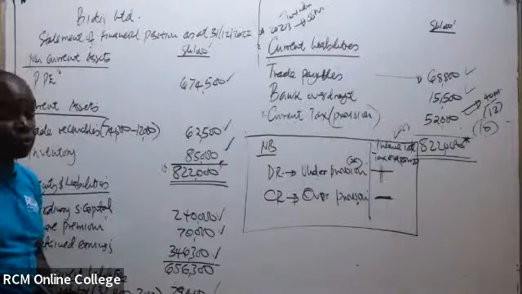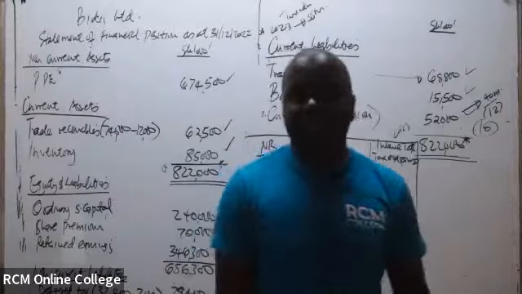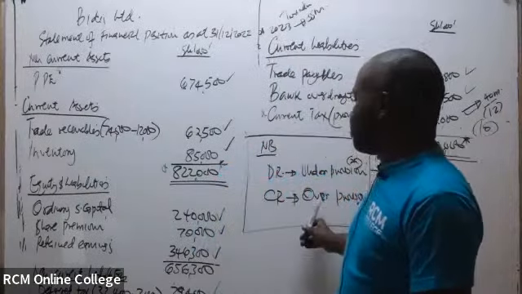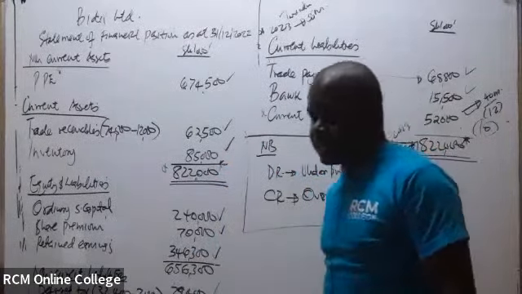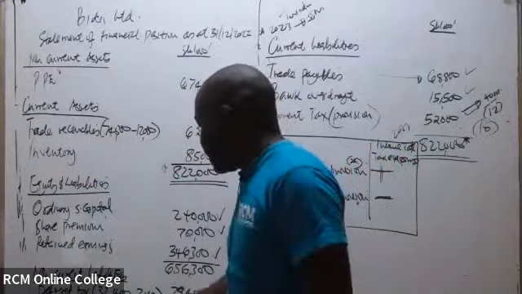So take note of that. It is also another common element the examiner really likes: under provision or over provision of current tax. Don't forget about it. Remember it. So remember about the deferred tax.